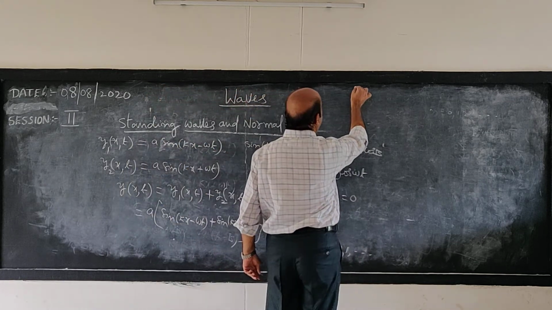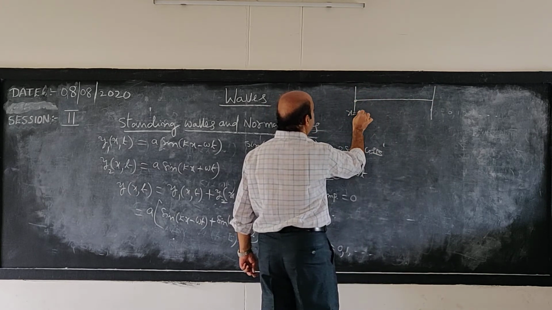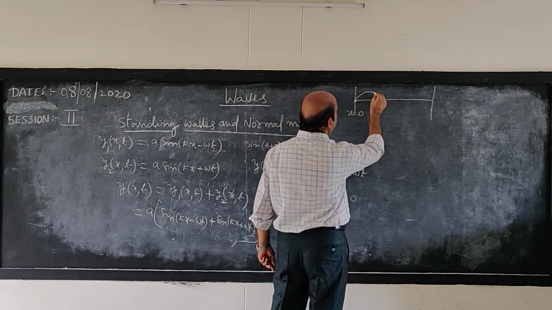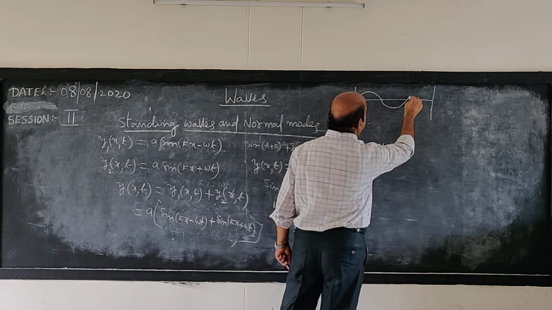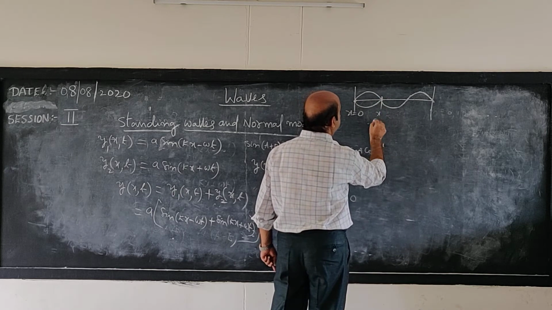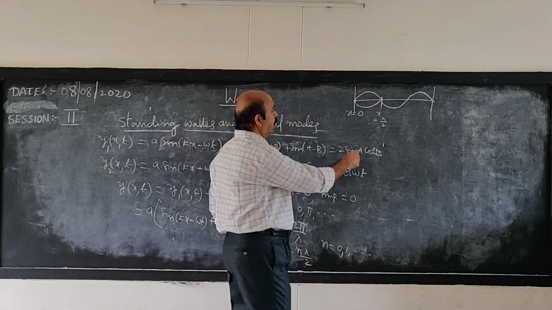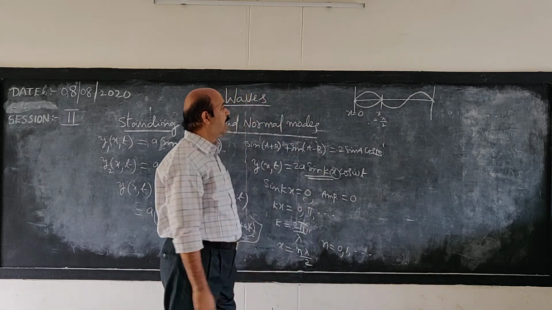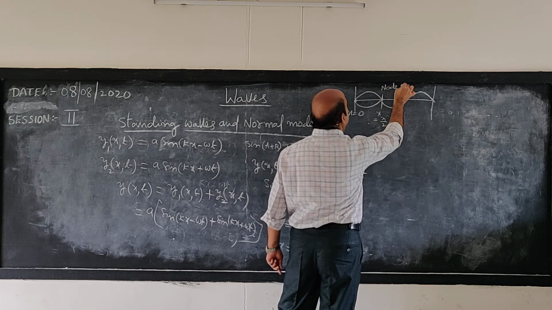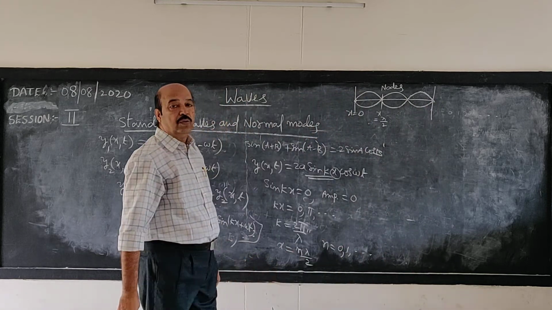Suppose you have a string like this. If you consider this point as x equal to 0, when standing waves are formed, at a distance of λ/2 from the initial position, you will get a point where the displacement is minimum. Such points are called nodes.